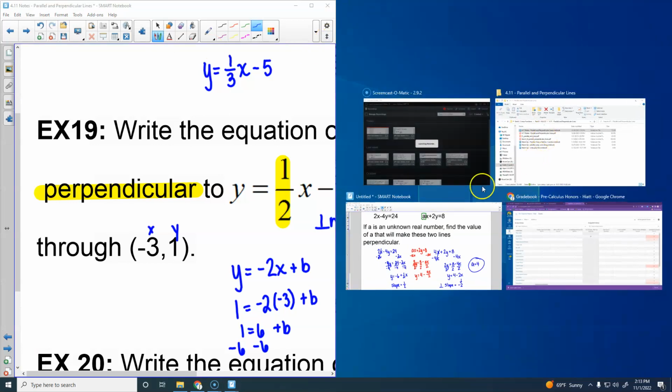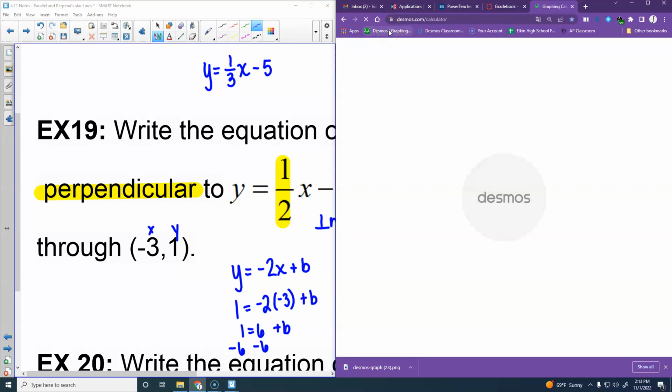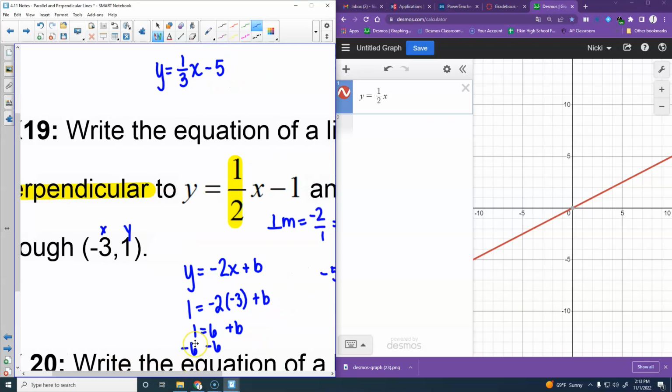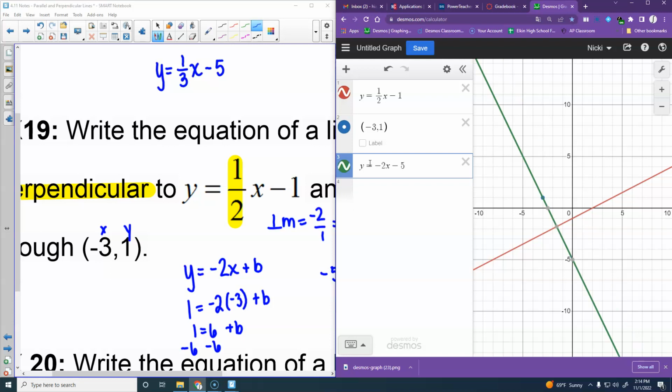I'm going to use Desmos just because it shows up nicely on the screen, but you could graph this on your board, right? So if I graph y equals 1/2 x minus 1, there's that line. I've got the point negative 3, 1. There's the point that my line's supposed to go through, and it's supposed to be perpendicular, so it should look like this. So if I type in y equals negative 2x minus 5, there it is.